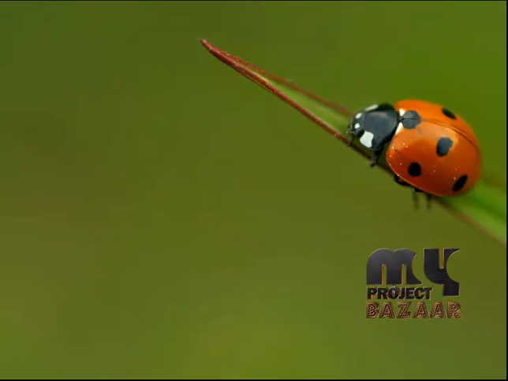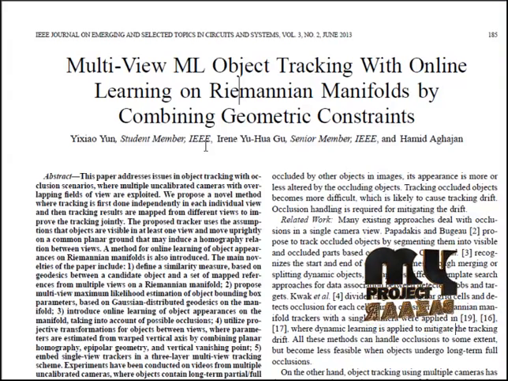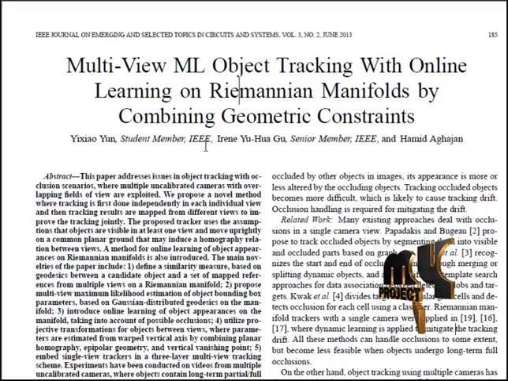Let me discuss the project on multi-view maximum likelihood object tracking with online learning on Riemannian manifold by containing geometric constraints. In this paper, we propose a novel method in which tracking is first done independently in each individual view, and then tracking results are mapped from different views to improve the tracking jointly. A method for online learning of object appearances on Riemannian manifolds is also introduced.